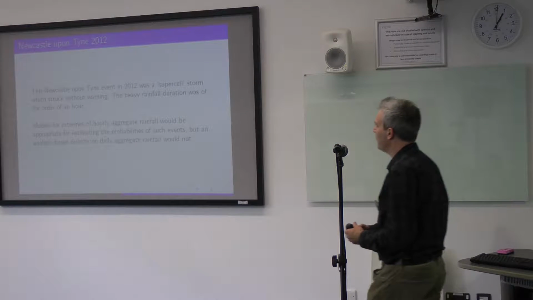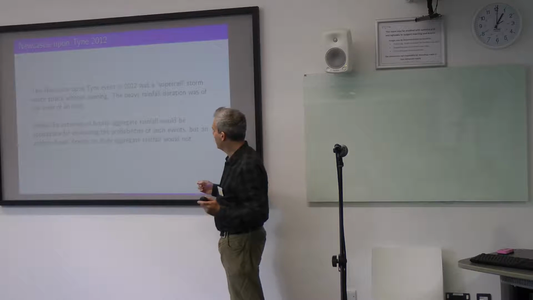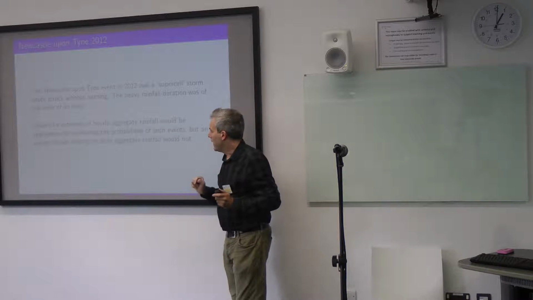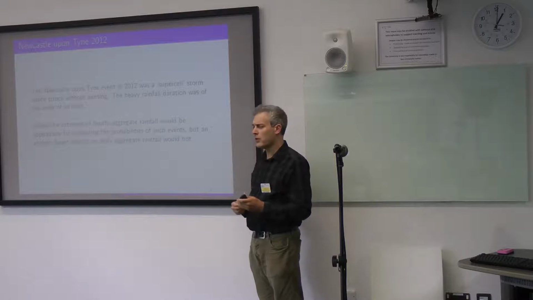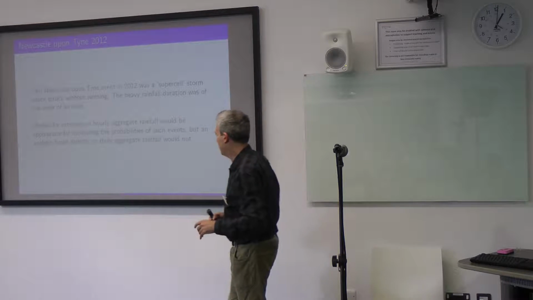Okay, so this was what was called a supercell storm, I'm told. It struck pretty much without warning. The heavy rainfall duration, I'd say, was of the order of an hour. I think it was 2 hours. So models for extremes of hourly aggregate rainfall would be appropriate for estimating the probabilities of something like that happening.